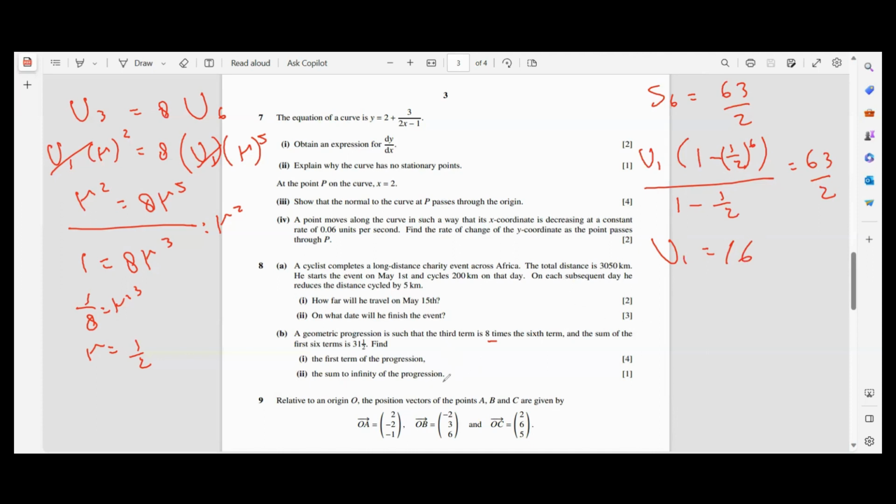And then for part ii, the sum to infinity. It is u1 over 1 minus r. So the u1 is 16 over 1 minus half. So we got 32. That's for number 8.